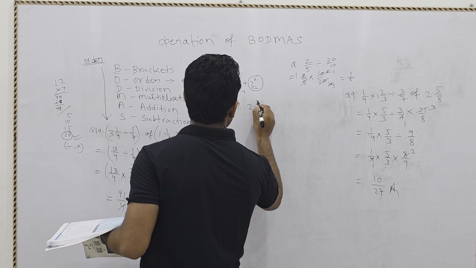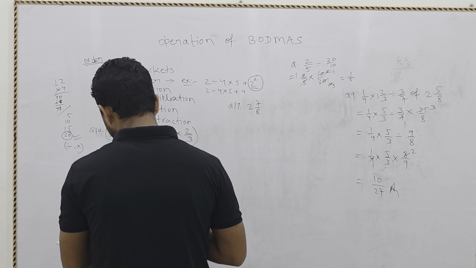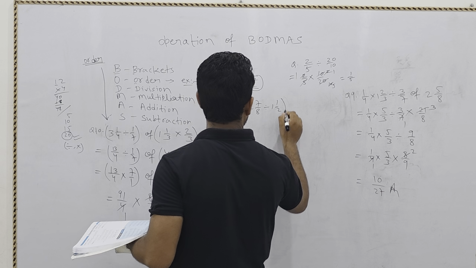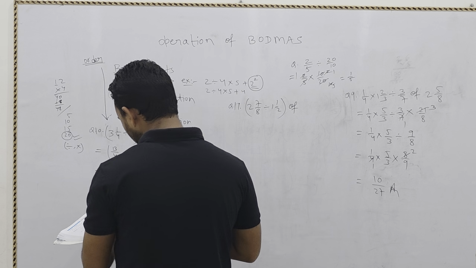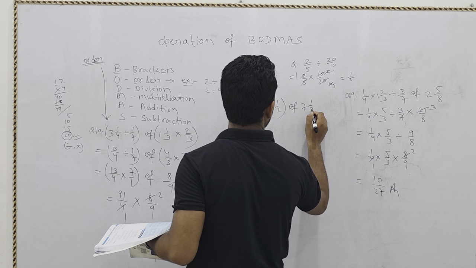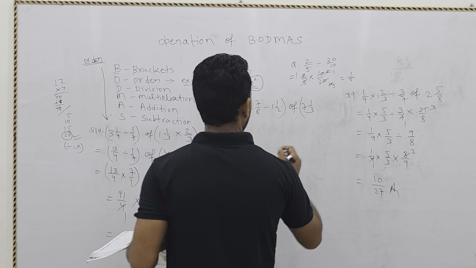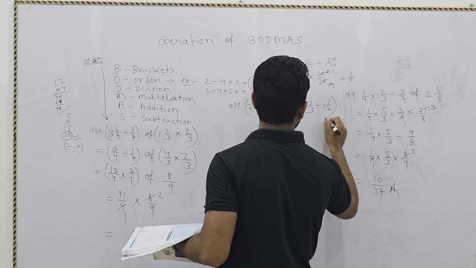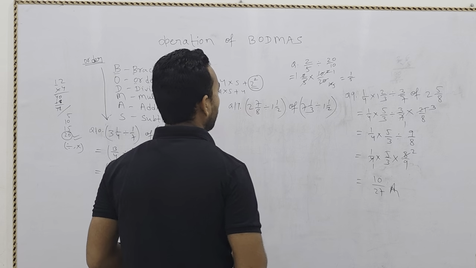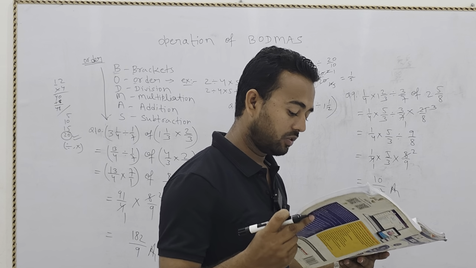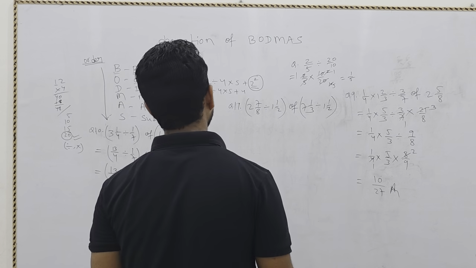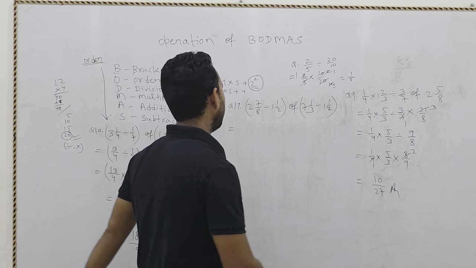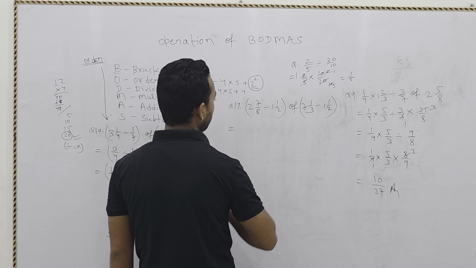2 7 by 8 divided by 2 1 by 2 of 7 1 by 3. This video will be long, but it will be very useful for you. So I request you all to please watch this video completely so that you will be able to solve this type of question. So first we will solve here the bracket portion. It is given in mixed fraction. First we will convert this into a fraction.